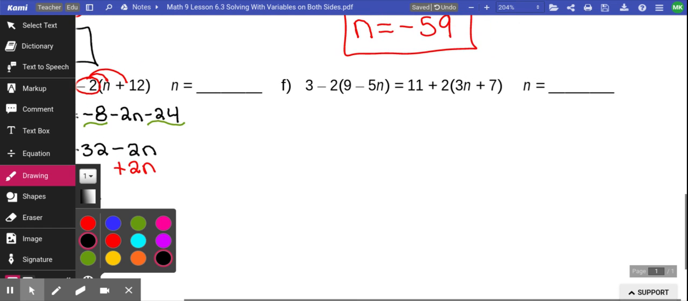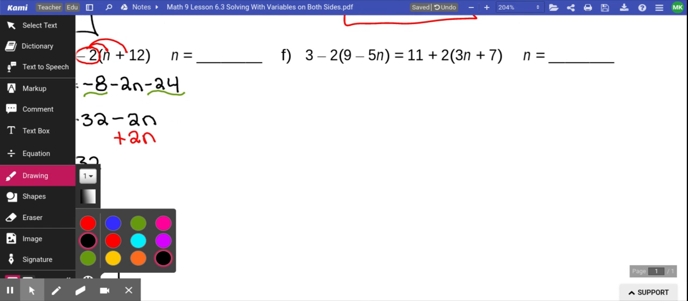Awesome. F. If you want to pause the video right now, try F on your own, and then check to see if your work is done properly with me. Wonderful. Hopefully you did that. You paused the video and you've tried that. I'm now going to start F.